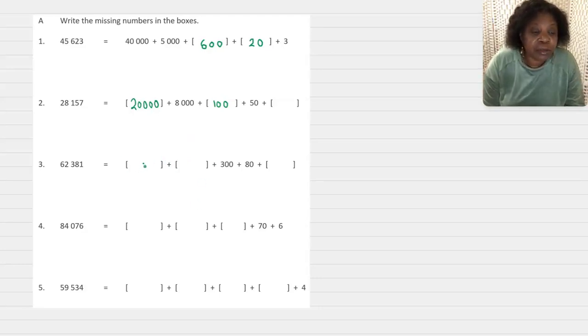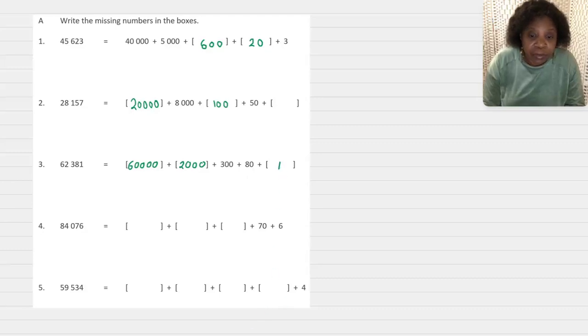Then we're going to come to question 3. The value of the 6 is going to be 60,000. So we're going to put 60,000 right here, 6 with 4 zeros. The value of the 2 is 2,000. The value of 3 is 300. The value of 8 is 80. And the value of 1 will be just 1 unit.